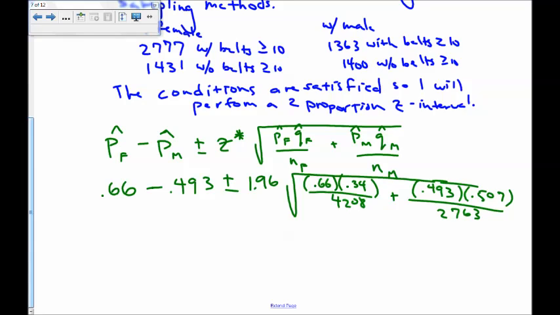So if you calculate that, it turns out it simplifies to 0.167 plus or minus 0.024. And so what we get is between 14.3% and 19.1%.